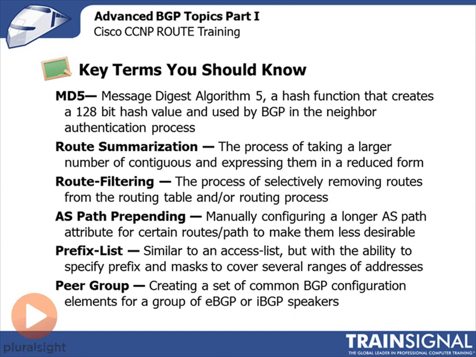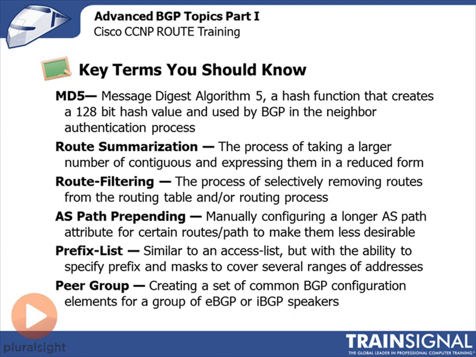ASPath prepending, which we just mentioned sort of in passing, is manually configuring a longer ASPath attribute for certain routes or paths to make them less desirable. Remember in BGP, shorter ASPath is preferred over a longer ASPath.